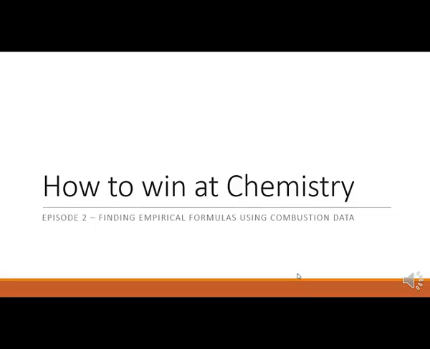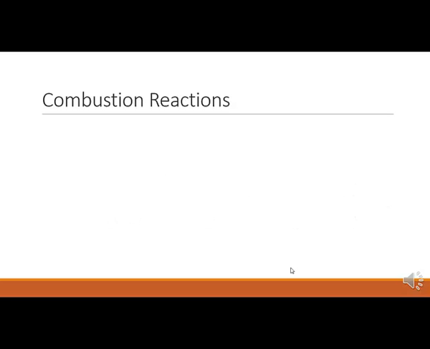In our previous episode, we worked through a basic empirical formula problem using mass percents. In this episode, we'll be finding an empirical formula again for an unknown compound. Rather than using mass percent, we'll use a combustion reaction to help us find the masses of the elements in the unknown. Let's begin by briefly reviewing combustion.